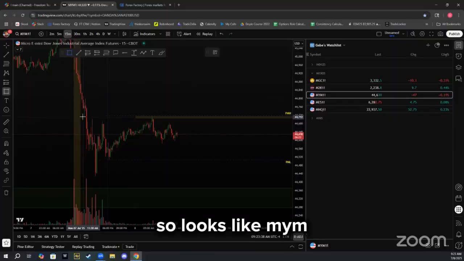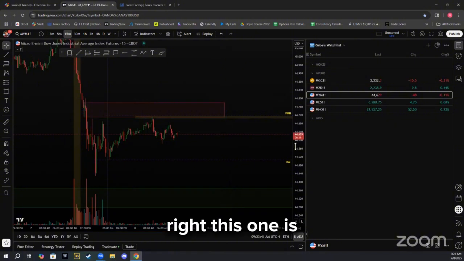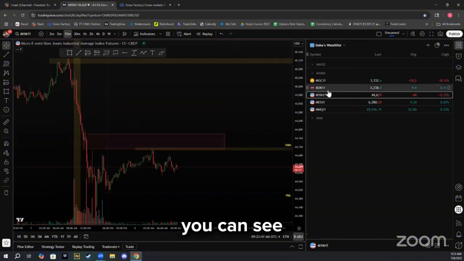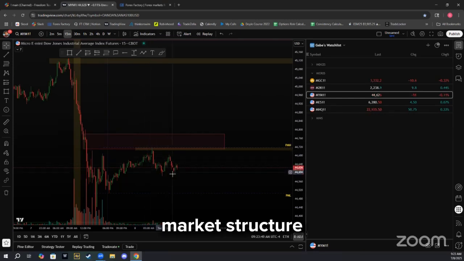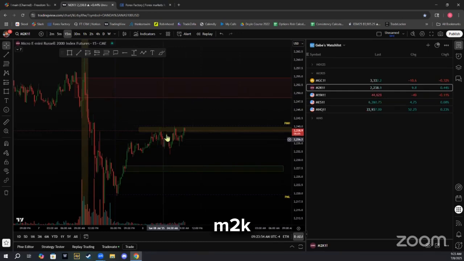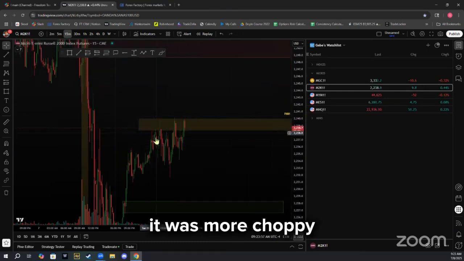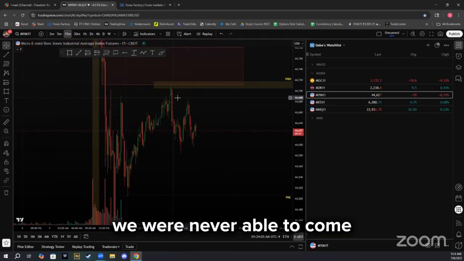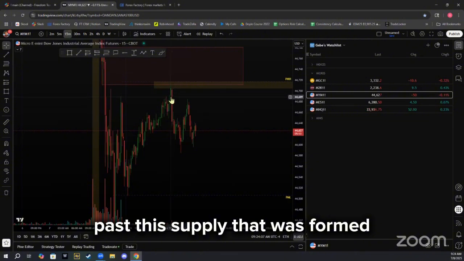So it looks like MYM is coming off this supply, right? This one is a little bit cleaner than M2K, right? You can see clear bearish market structure coming off of it, in comparison to M2K. It was more choppy. We did see a move down, but we pushed back up, right? And MYM tried to push back up, but we were never able to come past this supply that was formed.